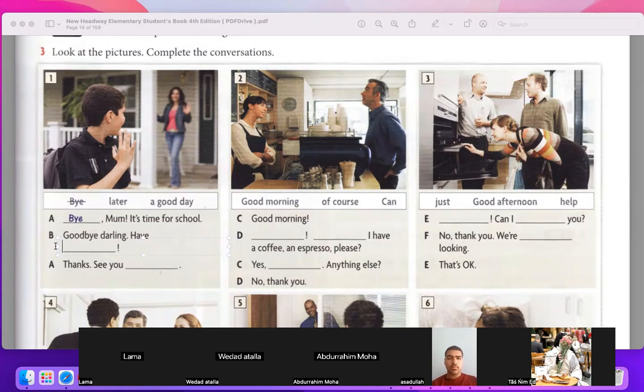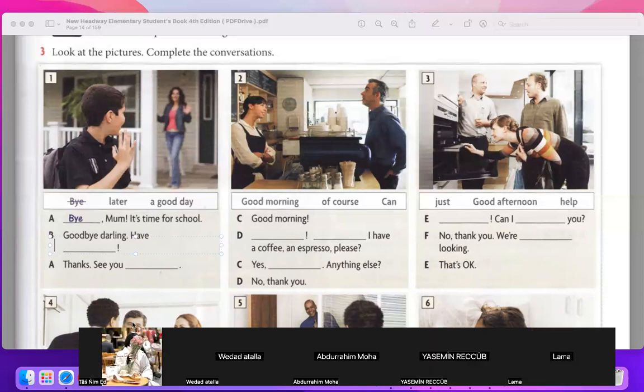What's the answer here? Later. Have. A good day. Very good. Have a good day, meaning I wish you a happy day. Here, have a good day means I wish you a happy day, or a good day. The last one, thanks. See you.